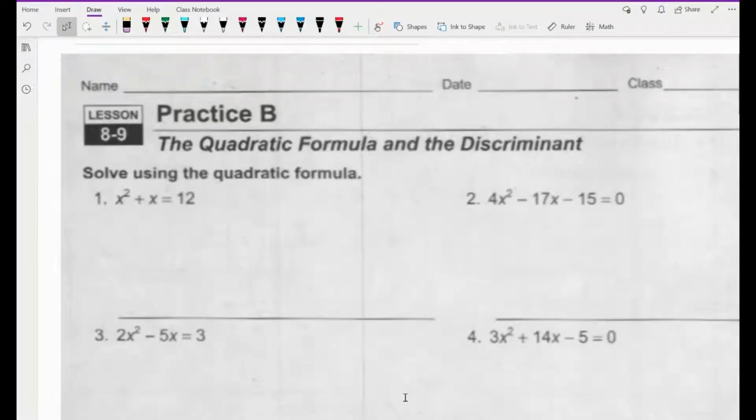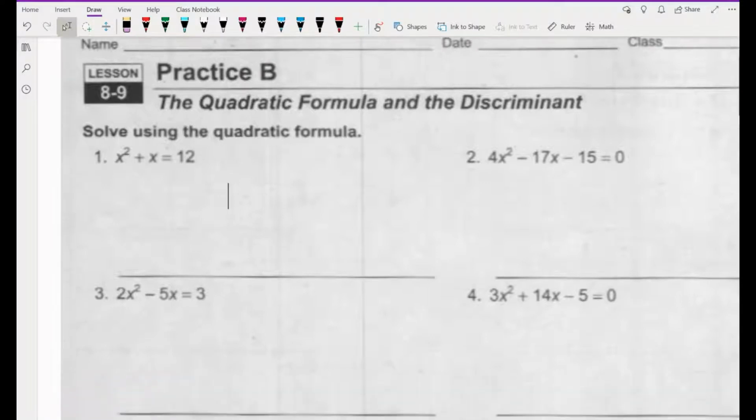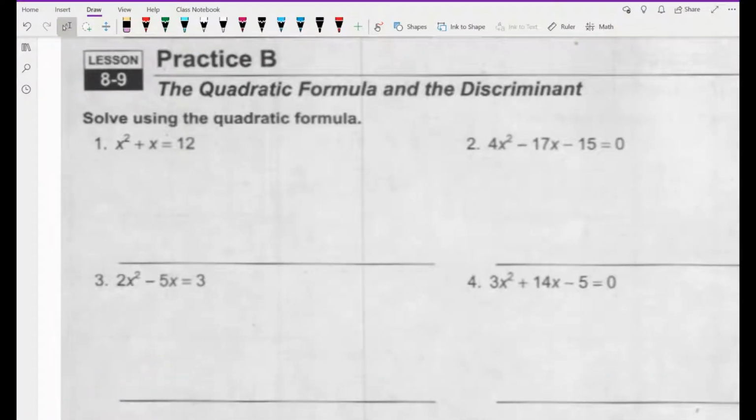In this video, we will go over section 8.9, the quadratic formula and the discriminant, and we'll be going over the worksheet practice B. Now, number one, it says solve using the quadratic formula.